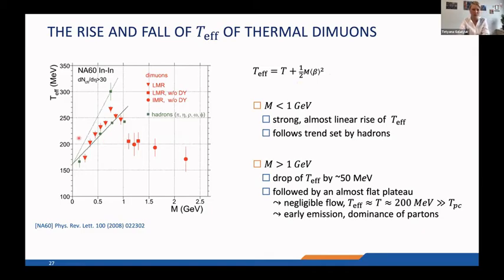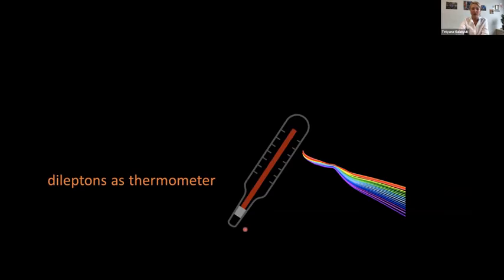But then suddenly after 1 GeV, this effective temperature drops by approximately 50 MeV, which would indicate that the velocity of the system at which this temperature is measured is still negligible. However, there were quite some different ways to interpret these results. And at that time, the discussion about the measurement of the temperature from the invariant mass of dileptons really originated.